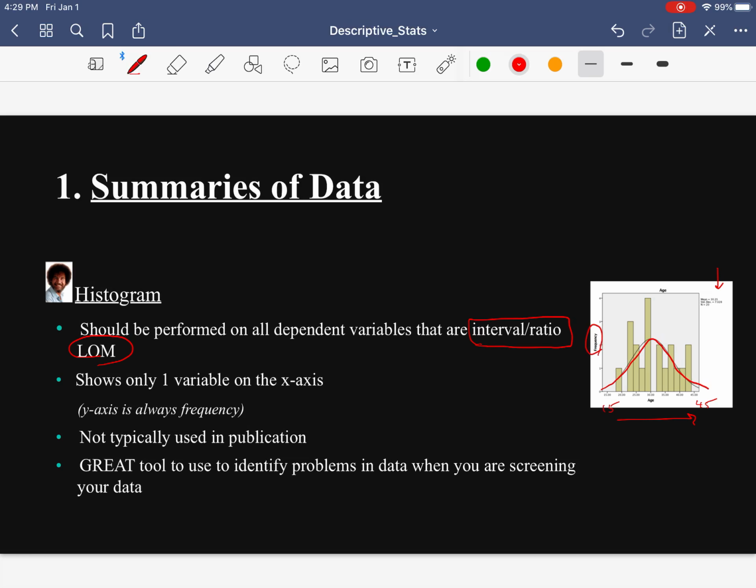This is for data screening, so I can see what my dependent variable looks like. Is it distributed normally? Are there a lot of outliers? Based on that, and by the way, that process is called data screening, based on that screening of your data, you may have to make some corrections.